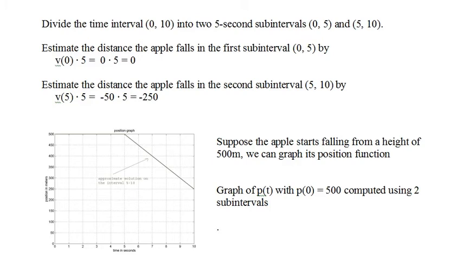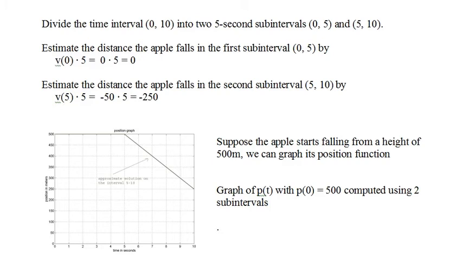This is how we do it. We want to compute how far the apple falls in t seconds, and we'll limit the time interval of interest to from 0 to 10 seconds. We divide the time interval into subintervals and calculate how far the apple falls in each subinterval by assuming that the apple's velocity is constant over the subinterval and equals its velocity at the start of the subinterval. It's as simple as that. We'll illustrate by starting with 2 subintervals, each 5 seconds long.